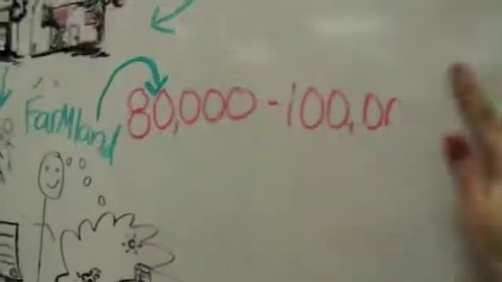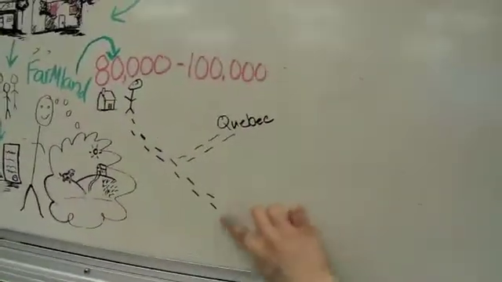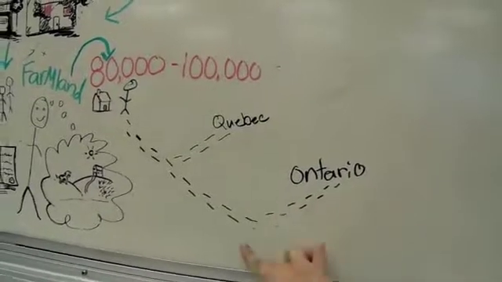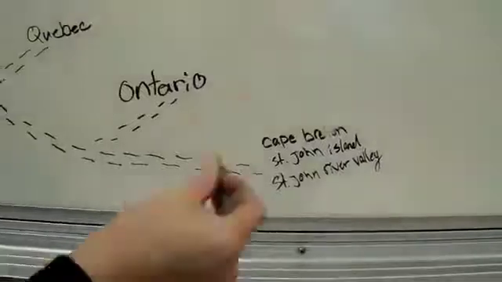80,000 to 100,000 people left their homes and moved to new land. Some moved to Quebec, some moved to Ontario, and some people continued on even further in search of new homes.